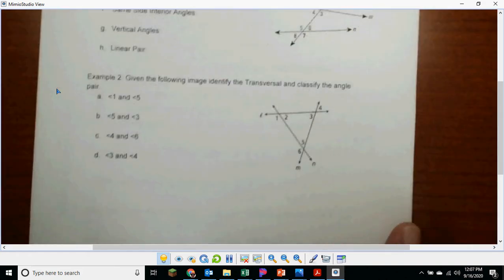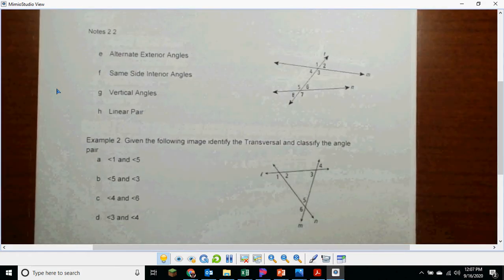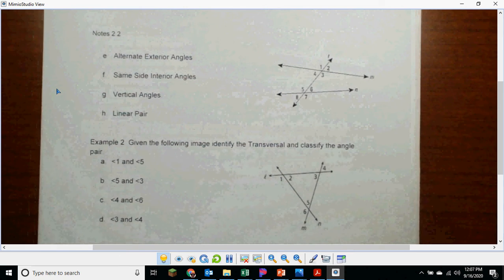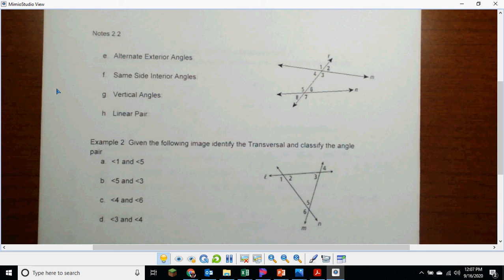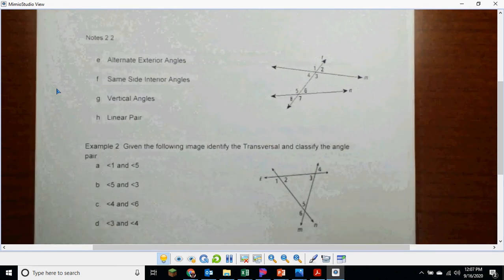Okay, another image. Can we identify those same things? All right, so another pause here. Try to fill out these 4 things and then come back and see me. Pause, click. All right, and we're back. Let's see if we can figure out these angles.